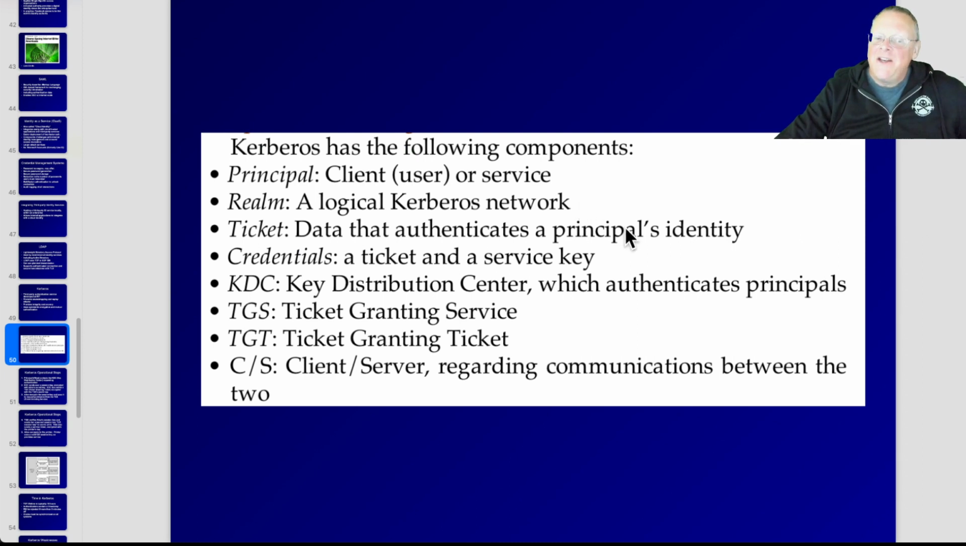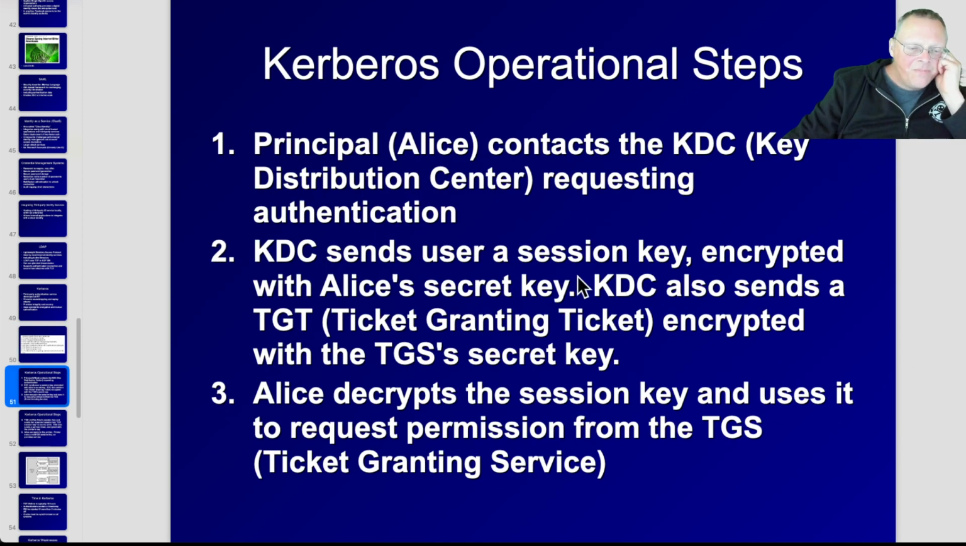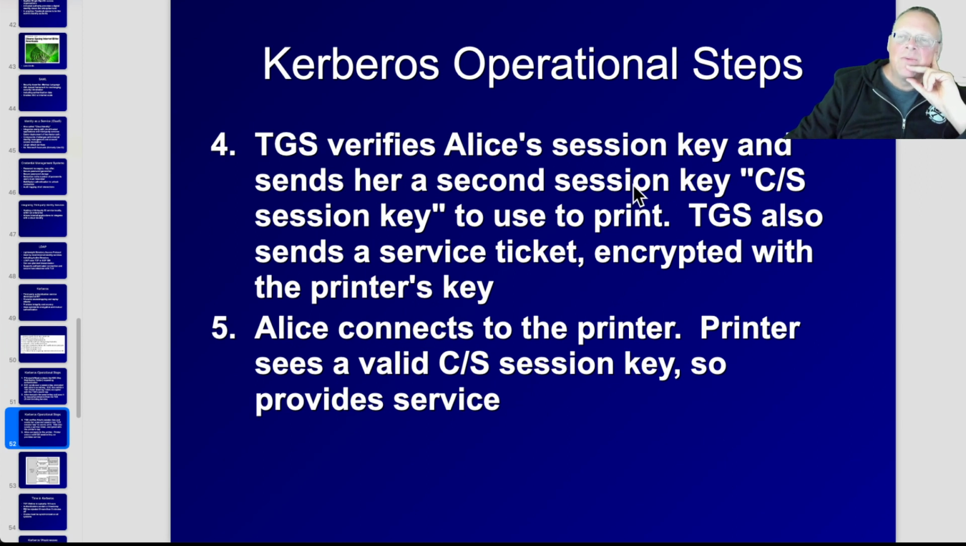Then you're trying to get a ticket, which is like a ticket to enter a movie, your permission to use the network. You send your credentials to the key distribution center, which then goes to the ticket granting service and gives you a ticket granting ticket, which you use to get a ticket to get on the service. It's a ridiculous number of components, but it is effective. And so you send a session key encrypted with your secret key. You get a ticket granting ticket, go to the ticket granting service, and then you get a ticket to use the network, which is typically only good for 10 hours.